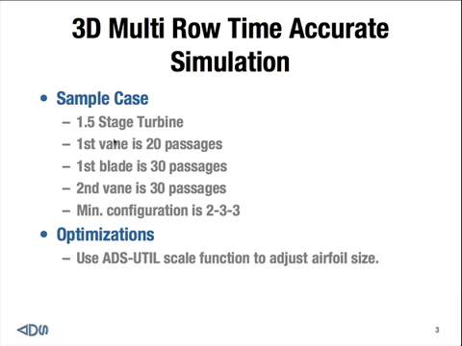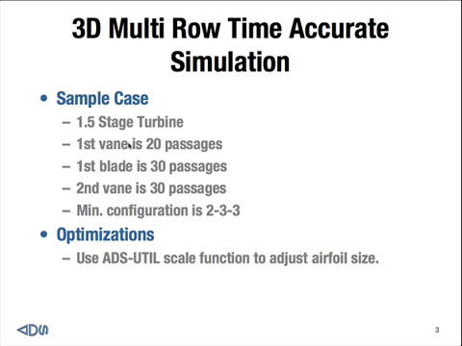The case we will be running today is the 1.5 stage turbine that was included as a sample. This 1.5 stage turbine has a first vane that is made up of 20 passages. The first blade is made up of 30 passages, and the second vane is also made up of 30 passages. It would be insane to run a time-accurate simulation of the full 80 passages. Instead, the Workbench will select the lowest common denominator of passages to simulate. In this case, it is 233, or 2 passages for the first vane, 3 passages for the first blade, and 3 passages for the second vane.